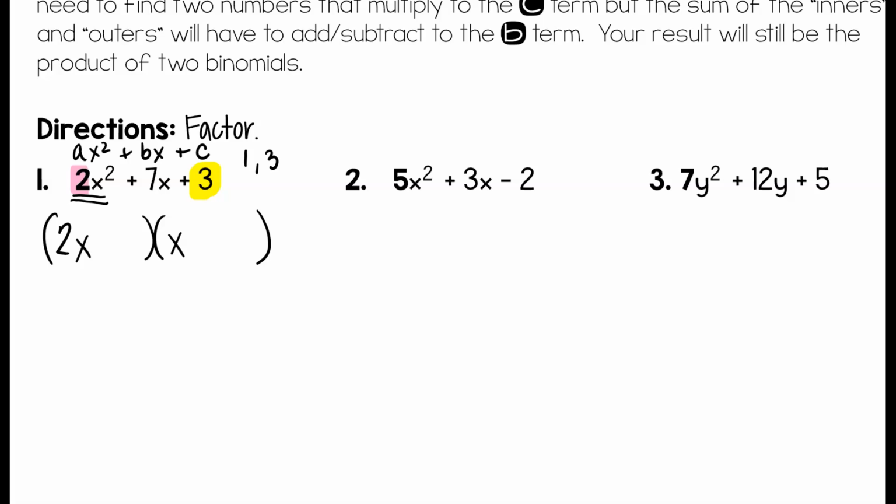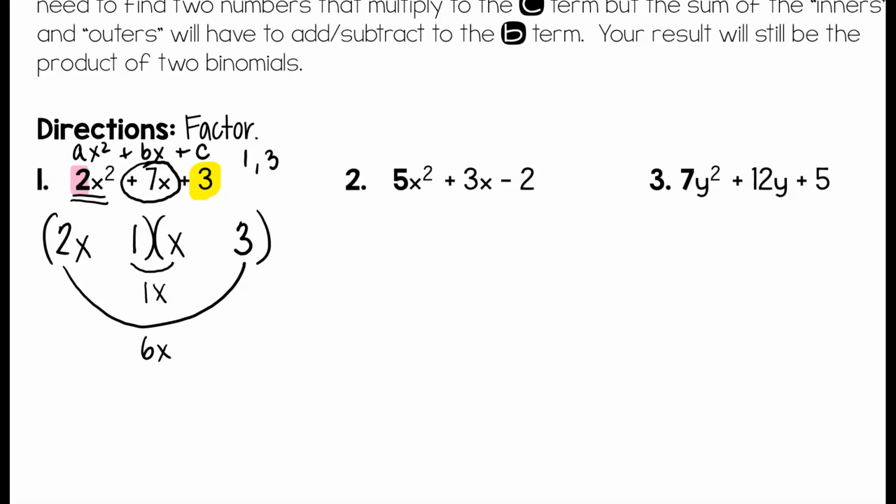Now, if I put the 1 here and the 3 there, I then have to check my outers and my inners. So here I would have a 1 times an x, which is 1x, and 2x times 3, which is 6x. Now what I need to do is ask myself, will 1x and 6x ever combine to give me a 7x like I need in the middle? The answer to that is yes, if I add them. Now, in order for me to add them, their signs need to be the same.